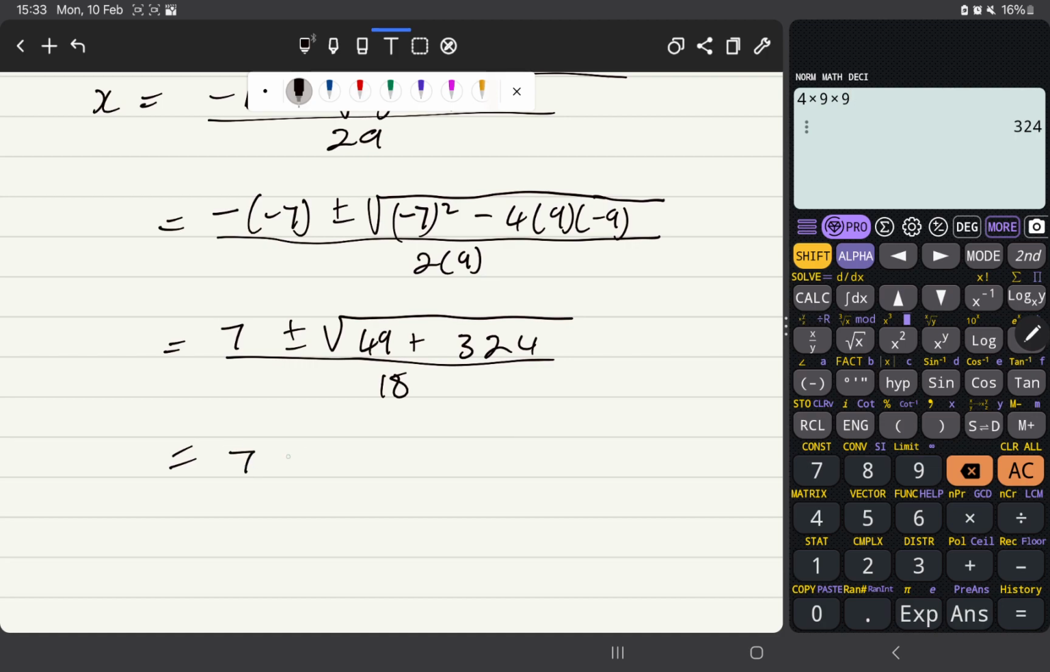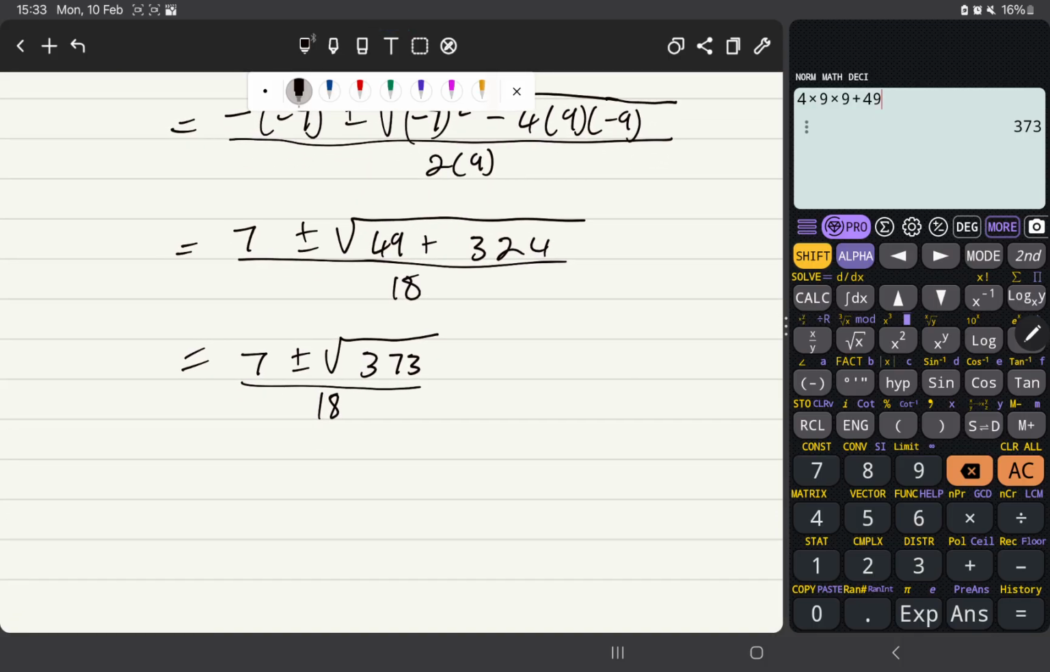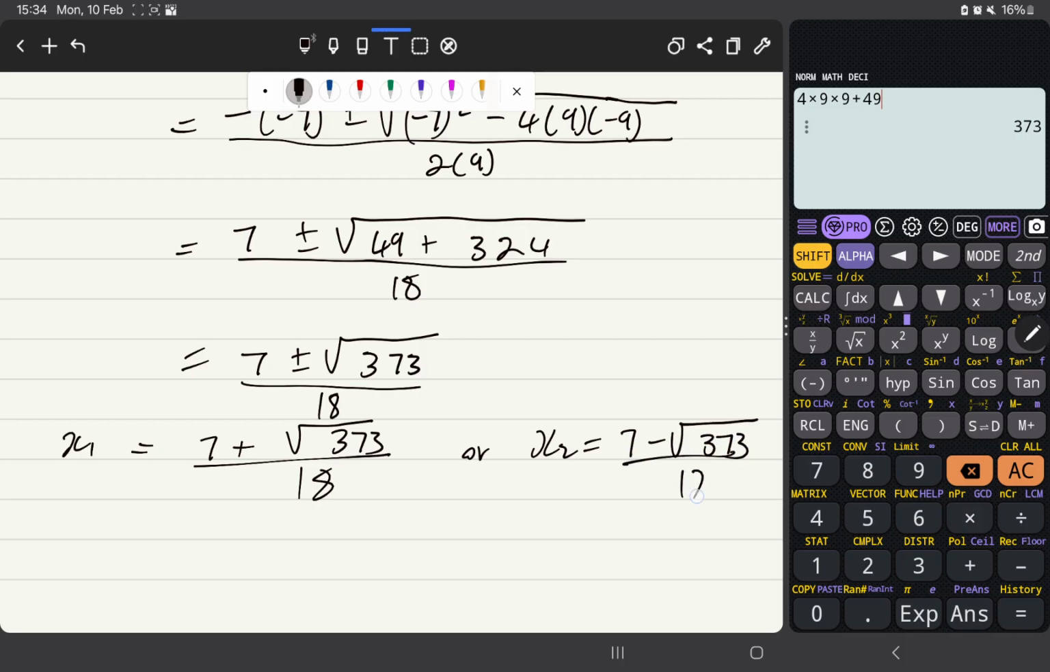Now you will be writing close to your final answer. It's the numbers plus 49. You get 373 divided by 18, and yeah, you are done solving this problem. These are your x values. You can just say x1 equals 7 plus square root of 373, over 18, x2 equals 7 minus square root of 373, over 18. Then you are done.